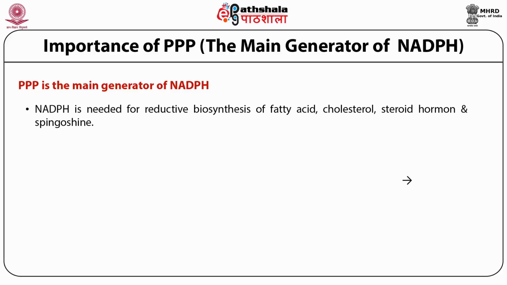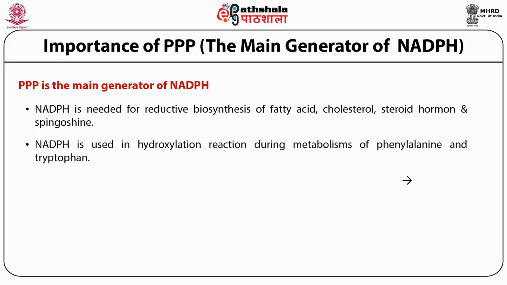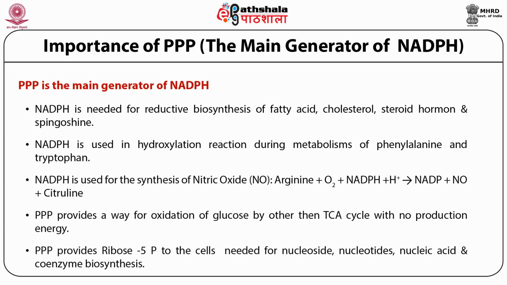NADPH is needed for reductive biosynthesis of fatty acids, cholesterol, steroid hormones, and sphingosine. Thus, it is active in the lactating mammary gland, liver, gonads, adipose tissue, and adrenal cortex. NADPH is used in hydroxylation reactions during metabolism of phenylalanine and tryptophan. NADPH is used for the synthesis of nitric oxide. Nitric oxide, a laughing gas used as an anesthetic, causes relaxation of vascular smooth muscle.